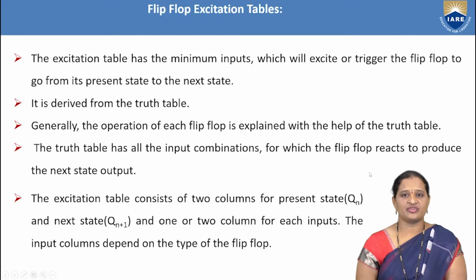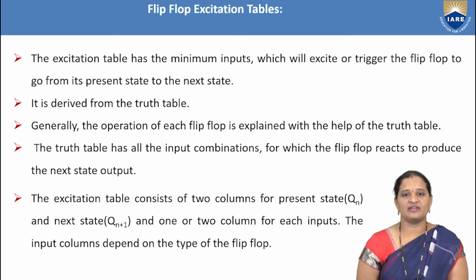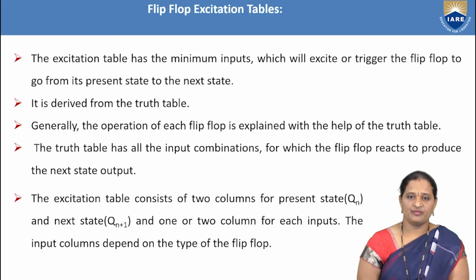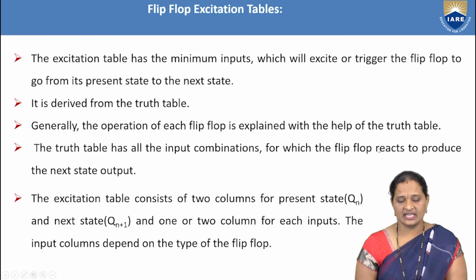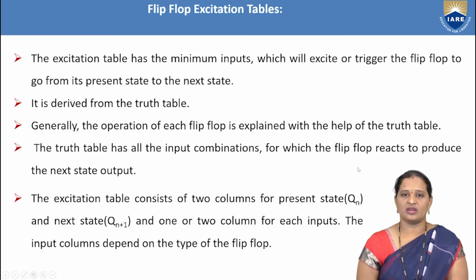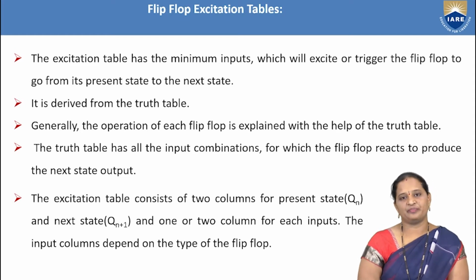One thing we have to remember: the number of inputs varies depending on the type of flip-flop. For example, for SR flip-flop and JK flip-flop, we have two inputs, SR and JK. Whereas in the case of the other two types, D and T, we have only one input. The present state and next state columns are common to all types of flip-flops. So this is the major difference between the truth table and excitation table.